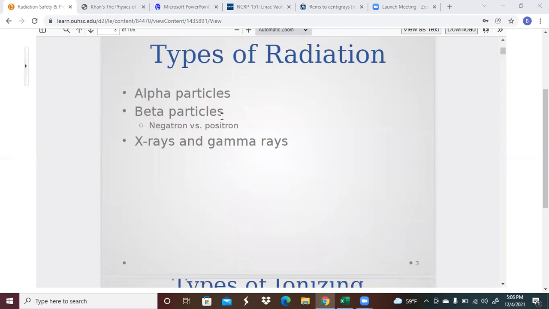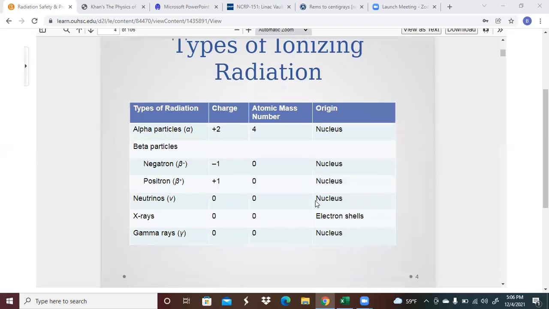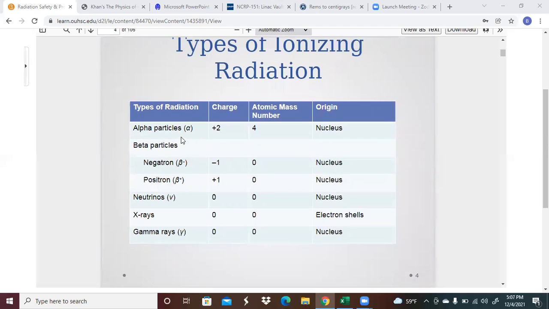So the different types of radiation that we have are alpha particles, beta particles, and X-rays and gamma rays, all of which are going to have a certain quality factor assigned to them. If we look at alpha particles, we have a positive 2 charge, an atomic mass of 4, so that means we've got 2 neutrons and 2 protons, and so it gives it a positive 2 charge. The origin, of course, is the nucleus of a helium atom.